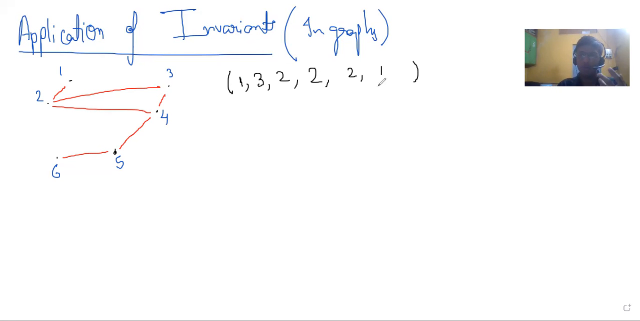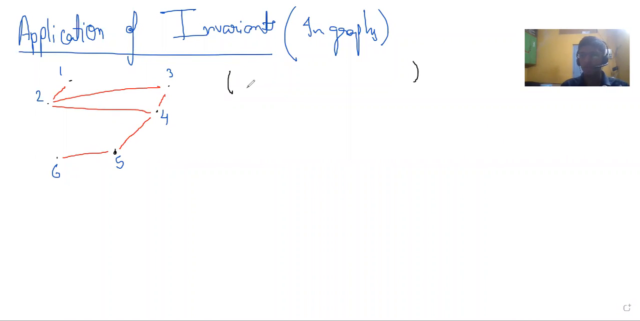But now a very fundamental question is, given an arbitrary sequence, is it the sequence of some graph? You understand what I'm asking? Is there a graph for which this is the neighborhood sequence, or graphic sequence, of that graph? That's the question.